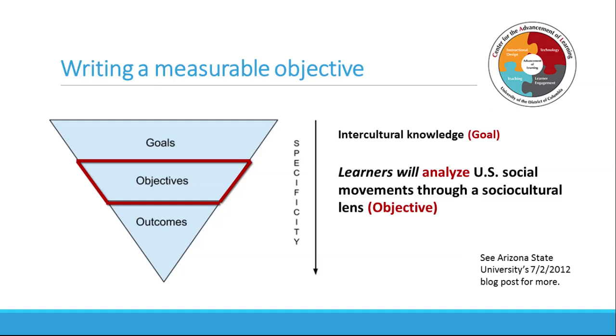Notice also that this objective starts with learners will. This signifies the future learning that will take place in your course. We can also see that this objective is aligned with the larger goal of intercultural knowledge. For more information on alignment, see our companion video on goals, objectives, and outcomes. And for those interested in additional information related to this slide and the previous slide, see Arizona State University's blog post titled Writing Measurable Learning Objectives from July 2nd, 2012.